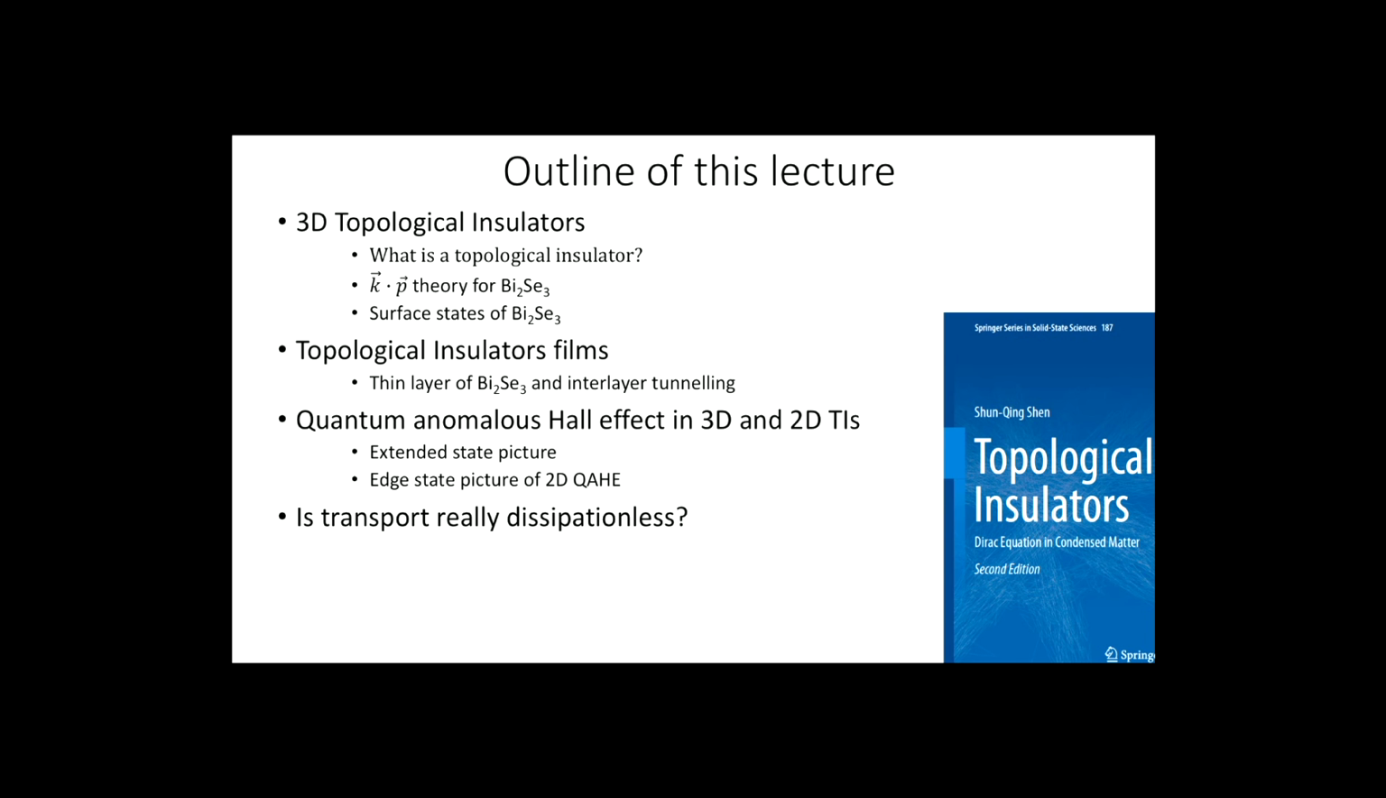So I think in the first lecture I told you that if you wanted to understand wave packet dynamics, you should read the paper by Sundaram and Niu. Then if you want to understand k·p theory and most of solid-state physics, you should read Marder's book. If you want to understand topological insulators, you should read this book by Shun-Qing Shen, who's one of the leaders in the field. He's a guy I talk to quite a lot. I'll be referring to this book quite a bit throughout this lecture.